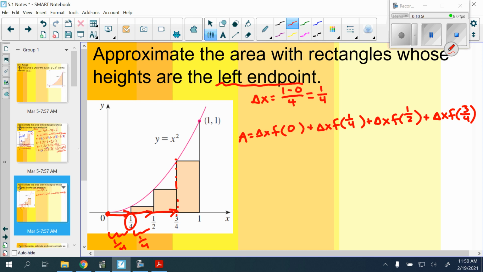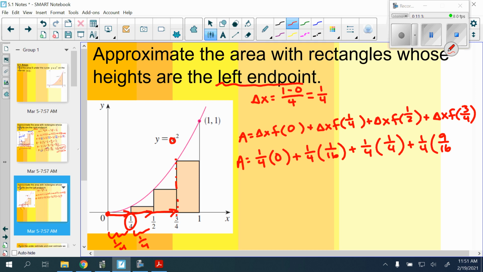Notice we aren't using the height at 1 because we don't have a rectangle if we're using the left side that starts there. So now if we fill in the values here, this is a fourth. F at 0, it'd be 0 squared. 0 squared is 0. And then we've had these other heights before. When we squared 1/4, we got 1/16. When we squared 1/2, we got 1/4. And when we squared 3/4, we got 9/16. So you could enter that in your calculator to get these.